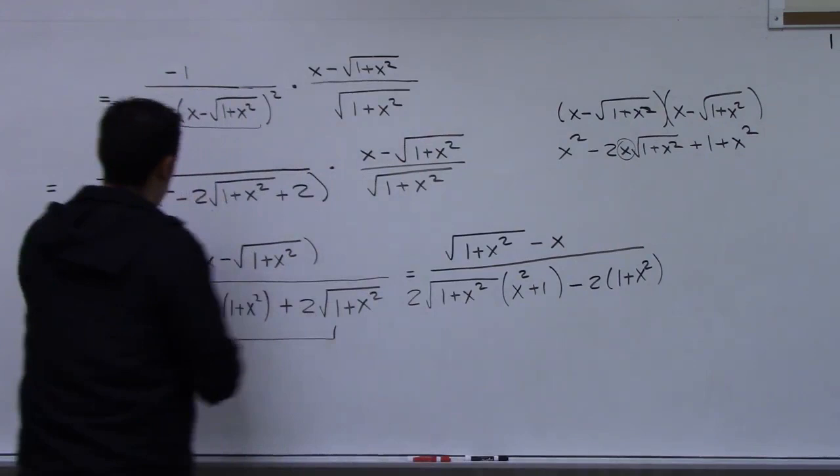Number 23. Moving a little faster here now. Number 23, h of t equals cotangent inverse of t plus cotangent inverse of 1 over t. All right, that's the problem.